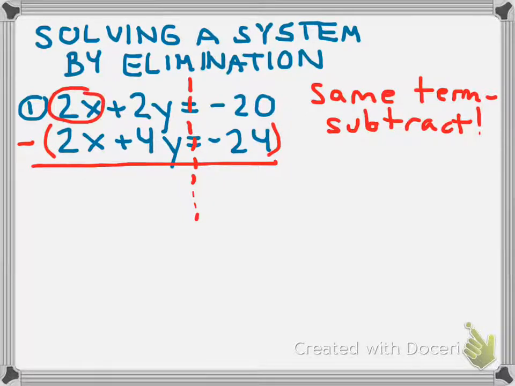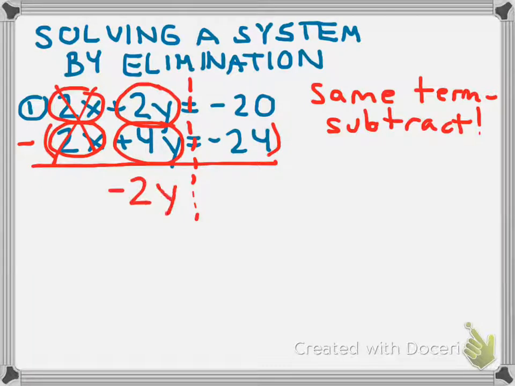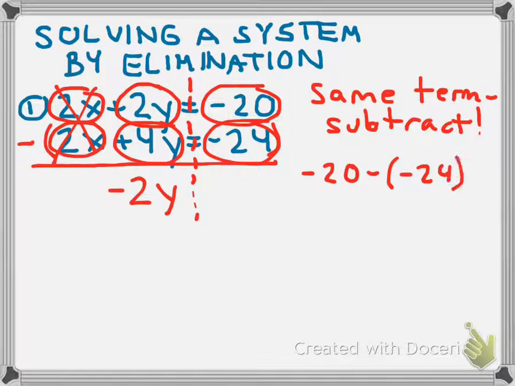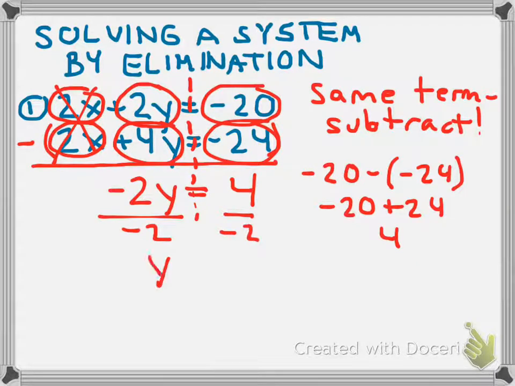If I take 2x and I subtract 2x, well, that's kind of nice. They cancel each other out. But how about 2y minus 4y? Well, that's negative 2y. And how about negative 20 minus negative 24? Well, we have to be a little careful there. I have negative 20 minus negative 24. That's the same as negative 20 plus 24. That comes out as 4. So I have negative 2y equals 4. I can divide by negative 2 now, and I see fairly easily that y equals negative 2. Well, now how do I get x?